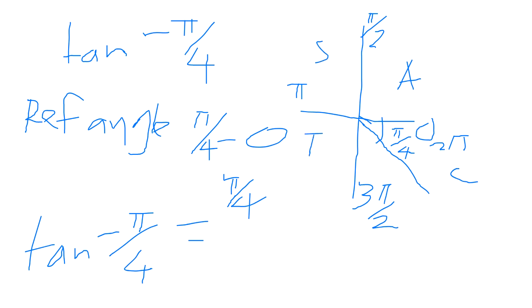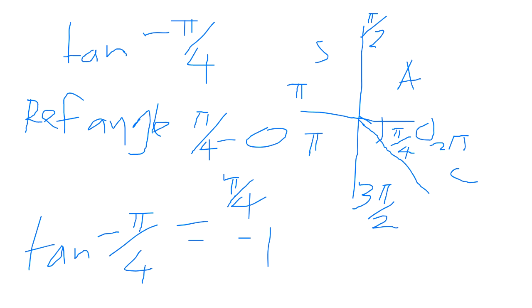Here we saw that the angle is in the 4th quadrant. And in the 4th quadrant, tan is negative. It's only cos that is positive. So that will make our answer -1.